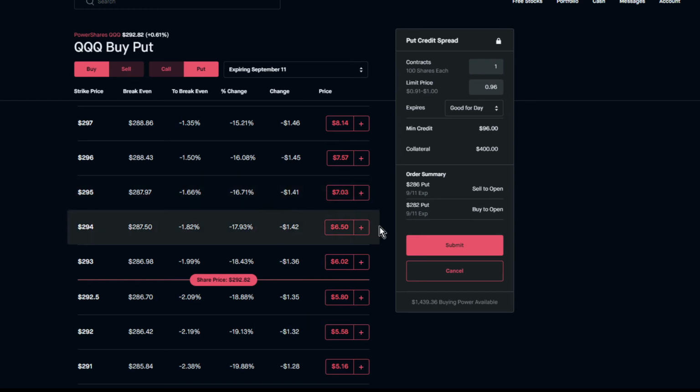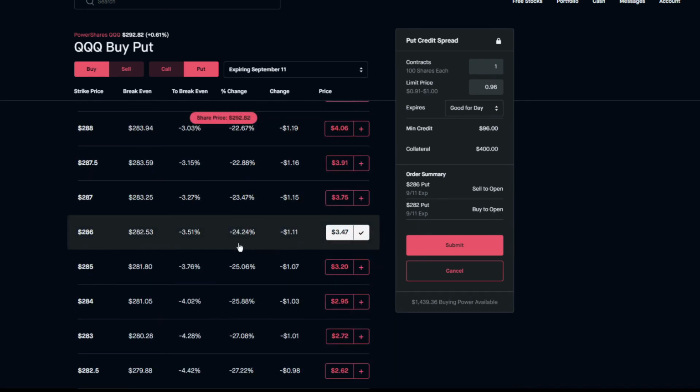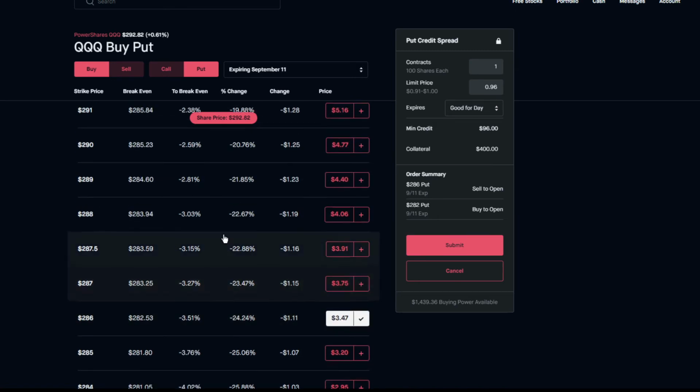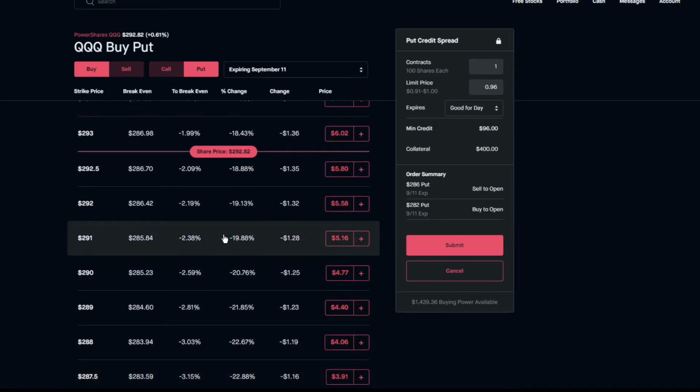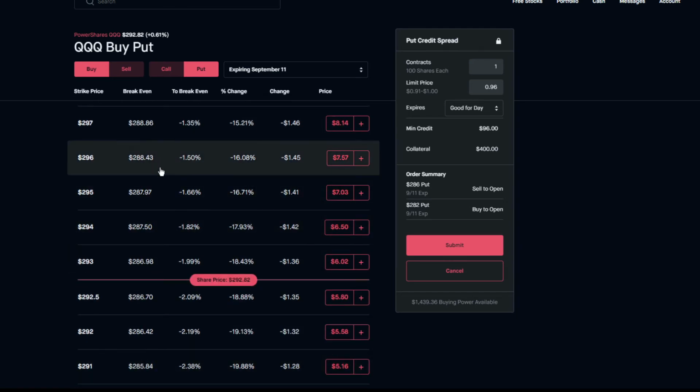You just have to do the basic things. Just start with something that you can get comfortable doing. If you're just selling puts, you have to be comfortable with the stock that you're choosing, because if you're selling a put and the price does go down, you do have to buy it.